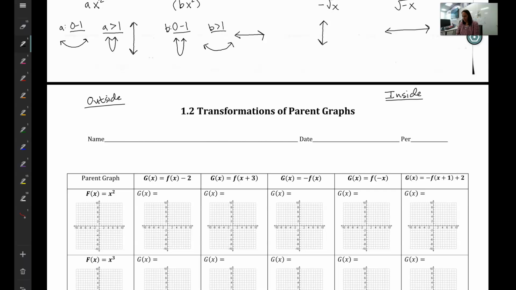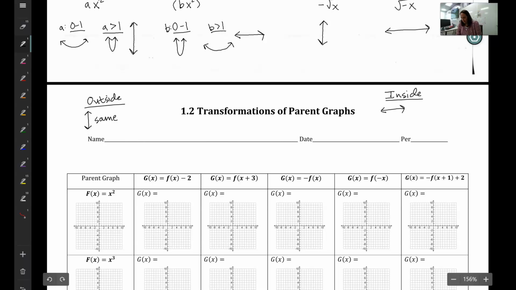So let's clarify this. If it's on the outside, it's always going to move things vertically. Whether it's shifting vertically, stretching vertically, or reflecting vertically, it's all going to be the same as what we think it should be. So up is positive, down is negative. A fraction makes it smaller, a whole number makes it bigger.